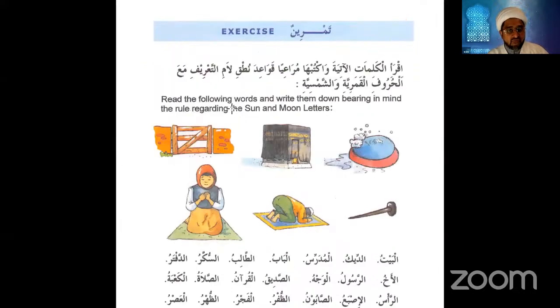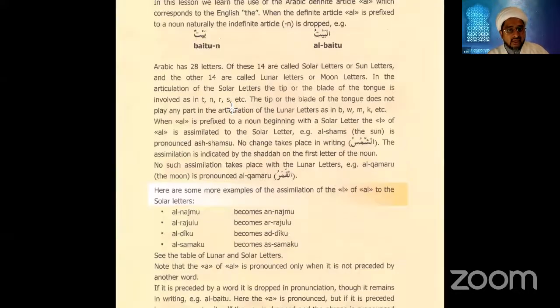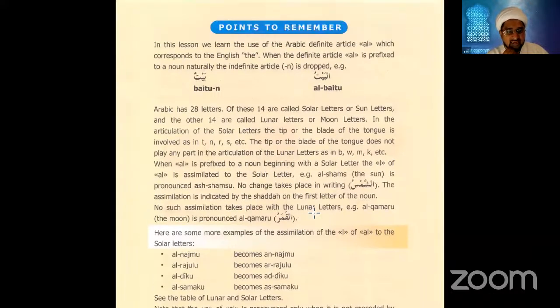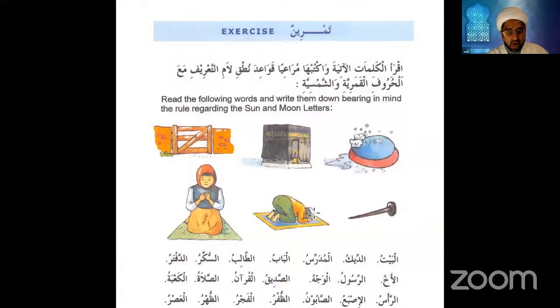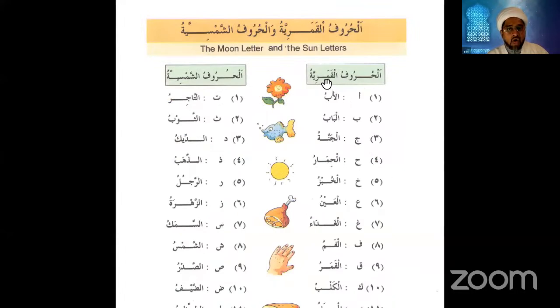There are 14 of each. And the difference between moon letters and sun letters is the following. I'll make it easier for you. I'll show you on the screen. Al-huruf al-qamariya, the moon letters. Al-huruf al-shamsiya. The difference between the moon letters and the sun letters is the following thing.